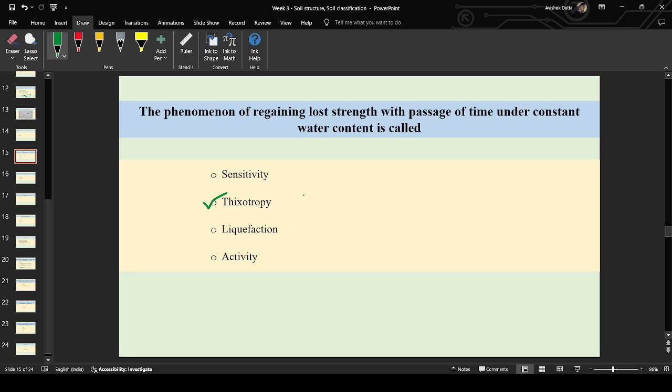Okay, and activity I won't discuss now because I have a question, I believe at the end regarding activity. I will tell then. Okay, so the phenomenon of regaining lost strength with passage of time under constant water content is called thixotropy.